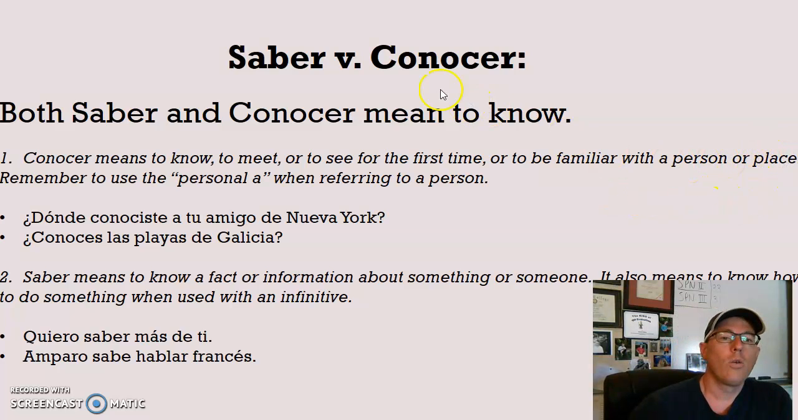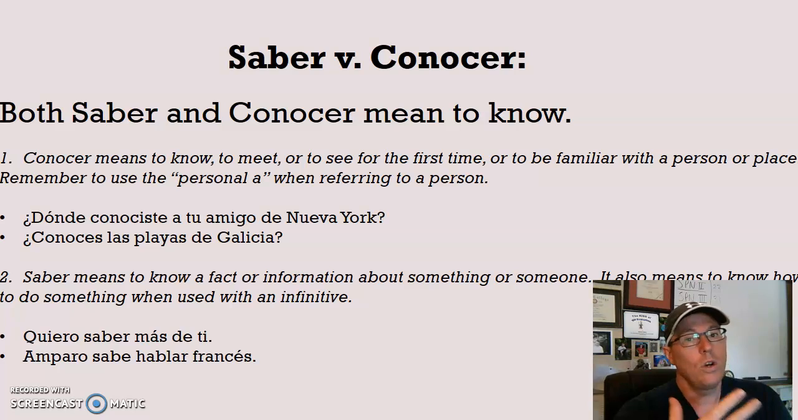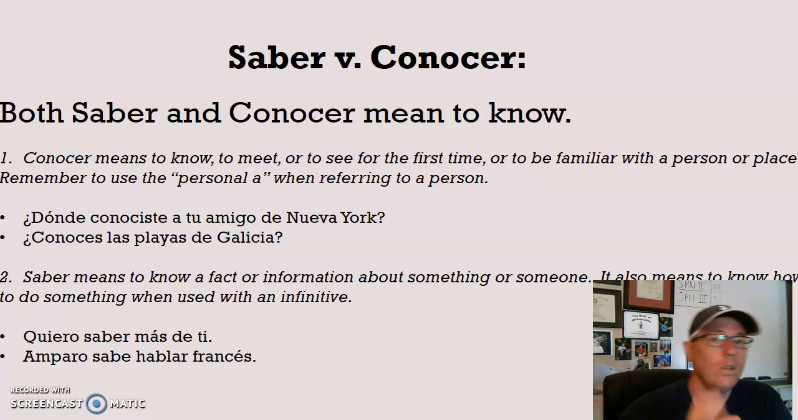Remember to use the personal "a" when you're referring to a person. So if you know someone, you might say, I know Mr. Newman. Yo conozco al señor Newman. I use the "a" plus "el" together in there. So that's conocer, knowing people, being familiar with people. If you meet someone for the first time, you'll be using conocer when you do that as well.